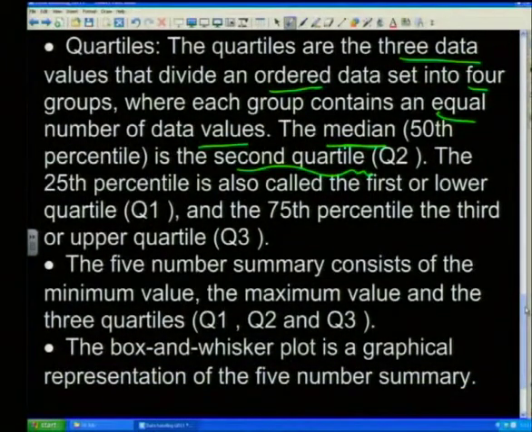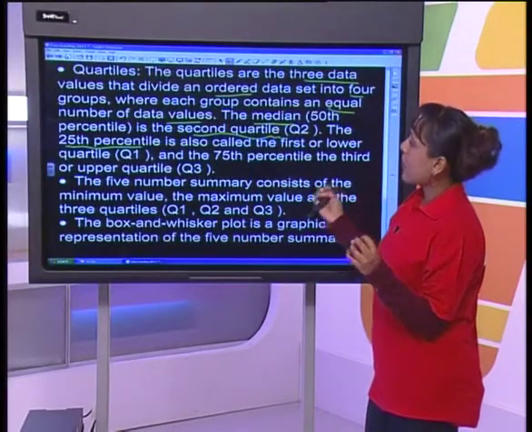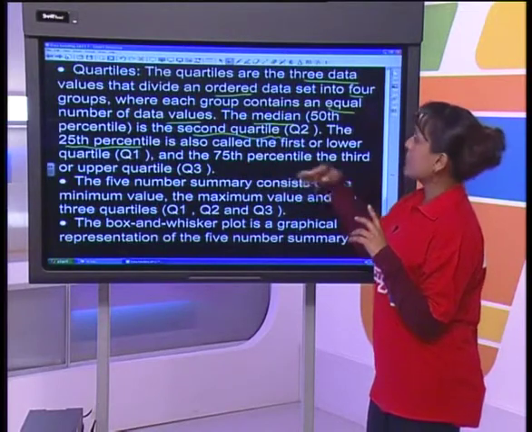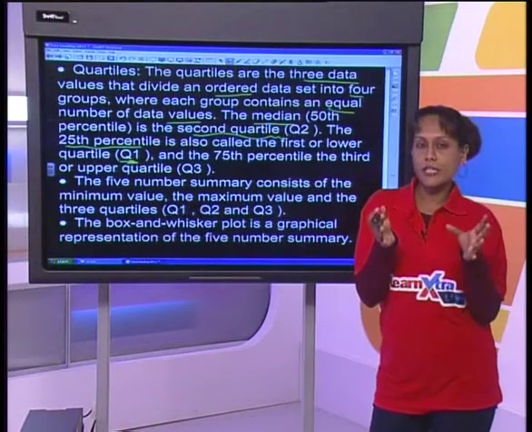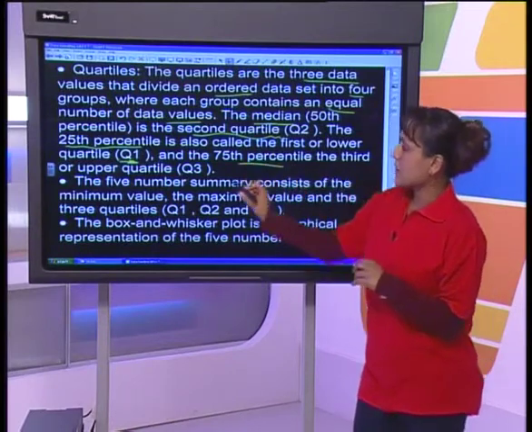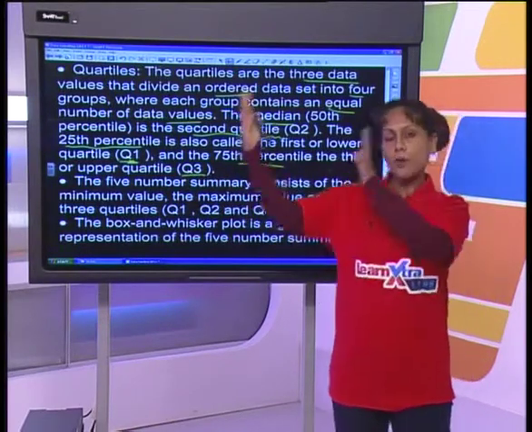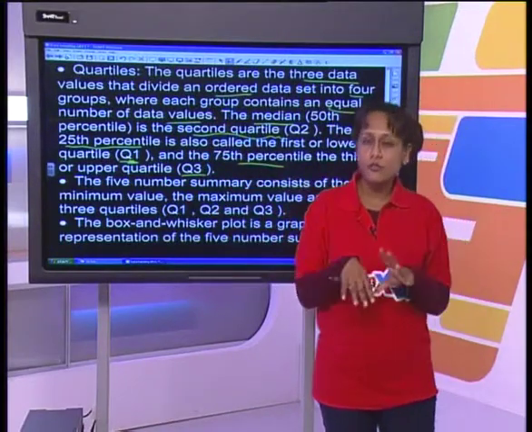Then you get the 25th percentile, which divides your lower half of data into a half, because remember, with quartiles you're just dealing with 25% of data each time. So your median divides everything into 2 equal halves. Your 25th percentile or first quartile, Q1, divides the lower half of your data into 2 halves. And then the 75th percentile or the third quartile, which we call Q3, divides the upper half of your data into half.